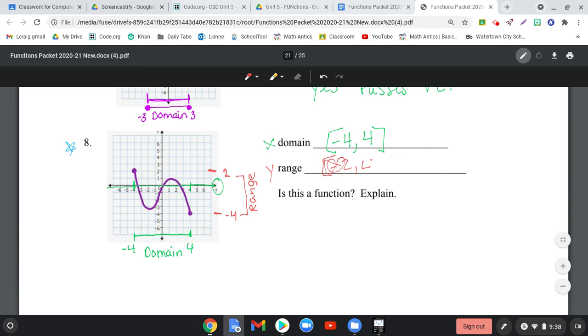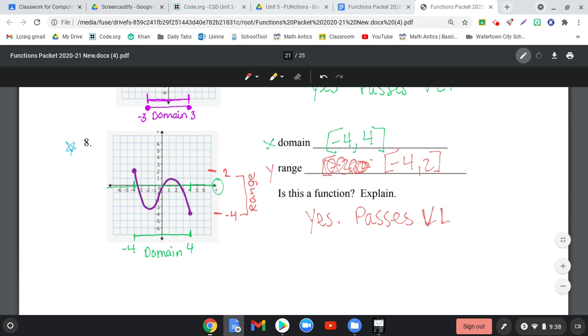So your range is anything between the y values being used, anything in between -4 and 2. Is it a function? Yes. There's nowhere on here I can draw a vertical line and it would cross more than once. So yes, it passes the vertical line test.